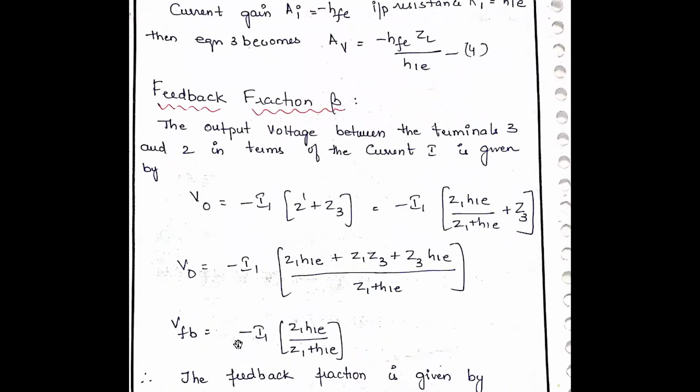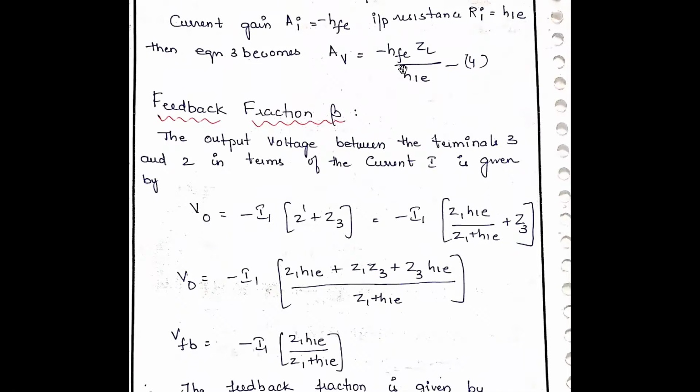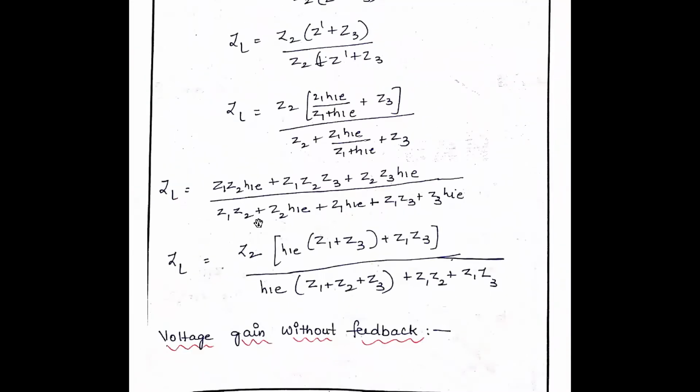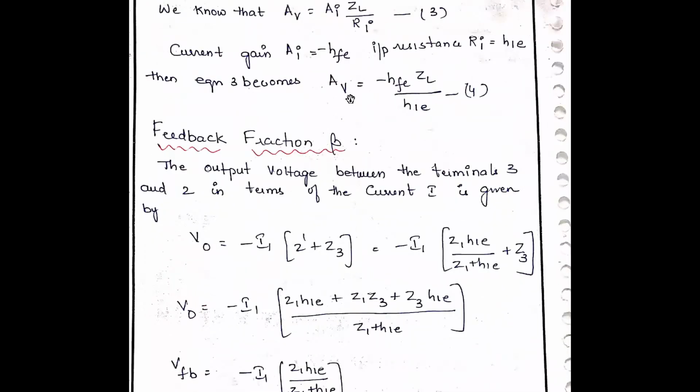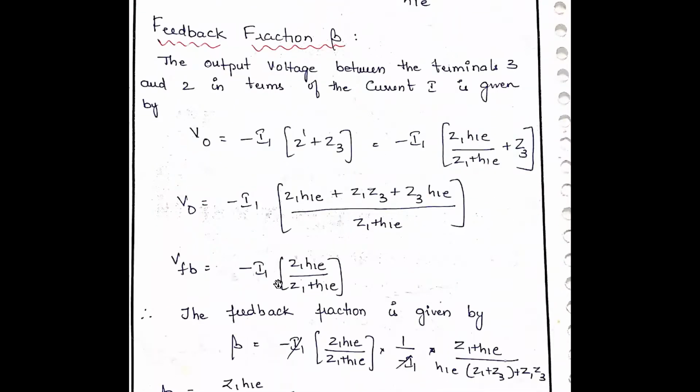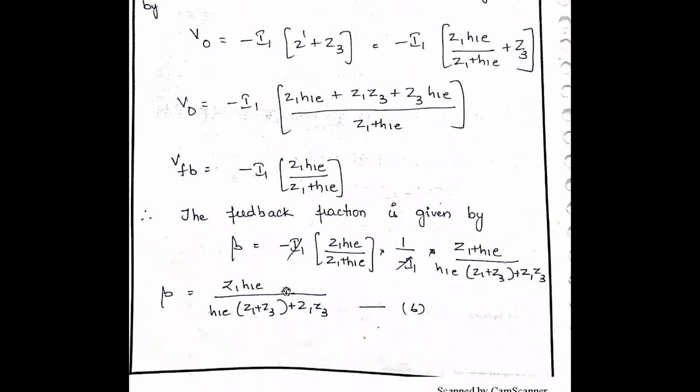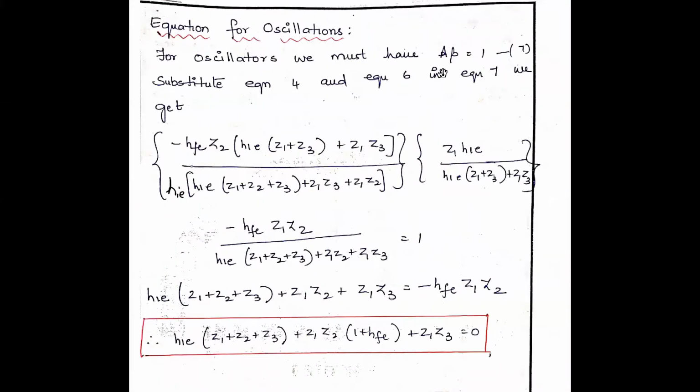Just now we derived the expression for AV. AV is minus HFE ZL by HIE, where ZL is nothing but this term. Okay. So now we got AV, we got beta. We can directly get the condition for sustained oscillations, which is A beta equal to 1. Okay. So A beta equal to 1 we have to do now.